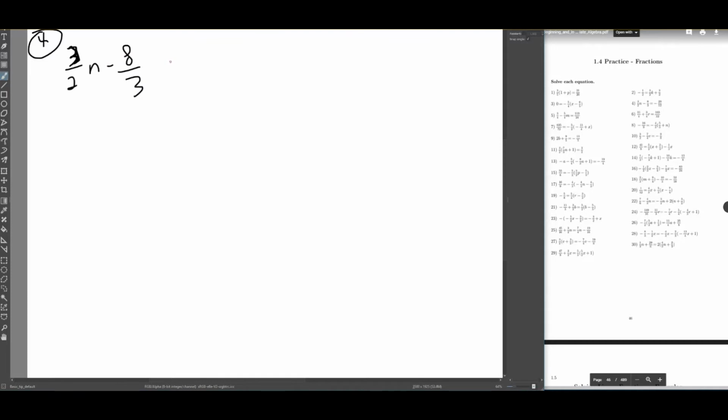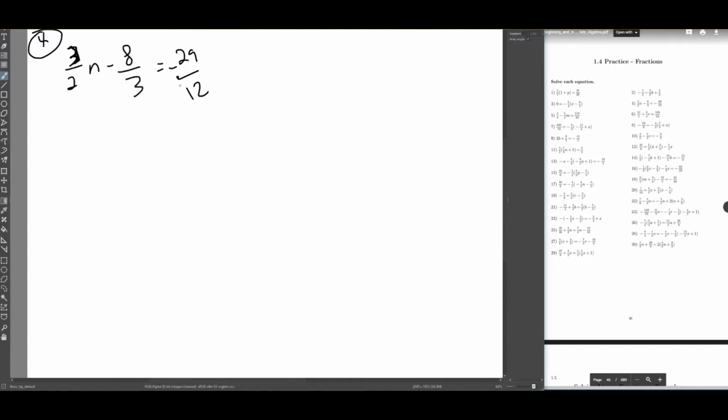Number 4 now. Notice I'm not skipping any. Your teacher, who's supposed to be teaching you, will skip many. So, number 4: 3 over 2n minus 8 over 3 equals negative 29 over 12. All right.